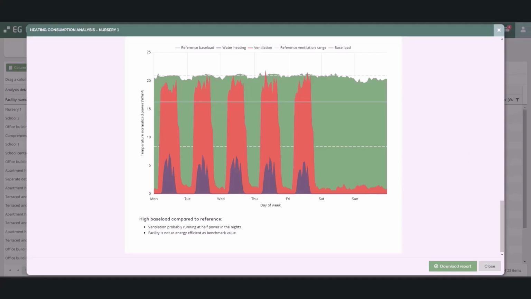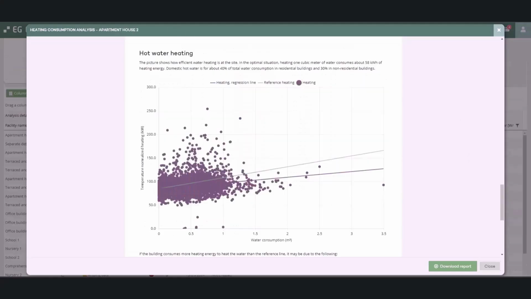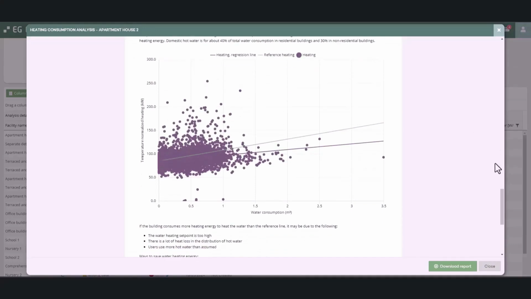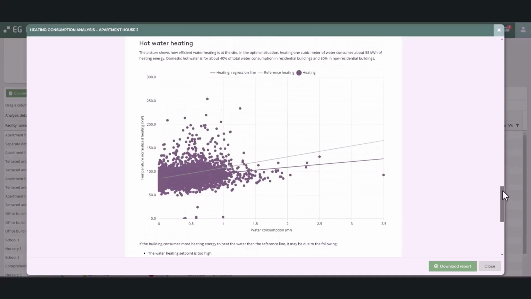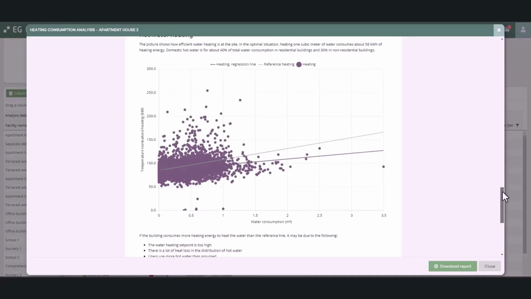In facilities where ventilation is on at a constant power, it is possible to determine the energy efficiency of domestic hot water heating. In a normal scenario, about 58 kilowatt-hours of energy is used to heat 1 cubic meter of water. This is shown as a green reference line in the figure that shows the correlation between the water consumption in the facility and the temperature normalized heating energy. The second line in the figure is the correlation between the water consumption in the facility and the consumption of heating energy.